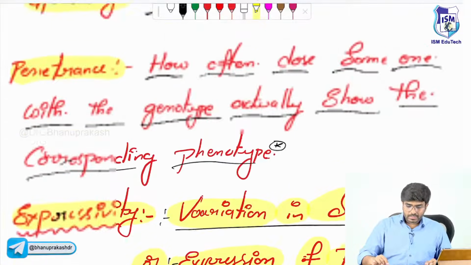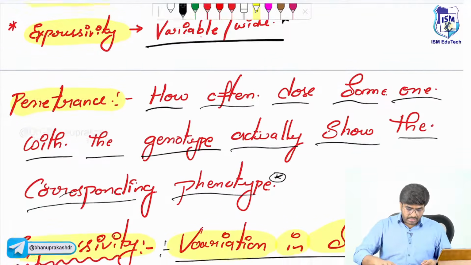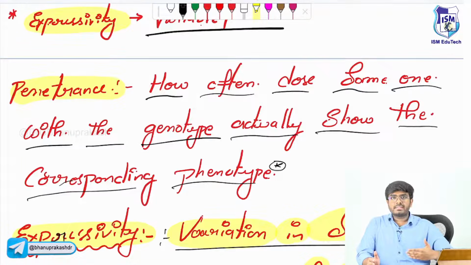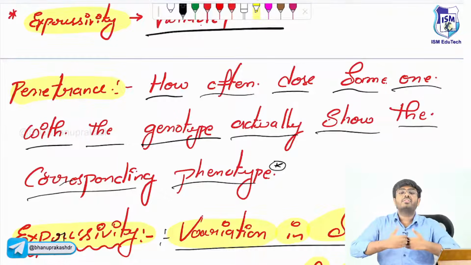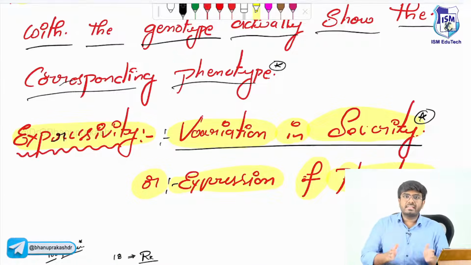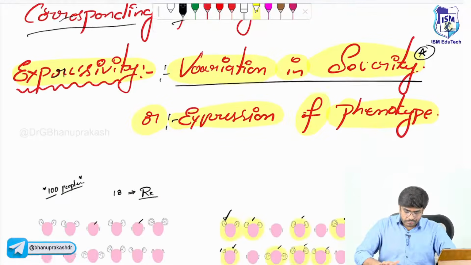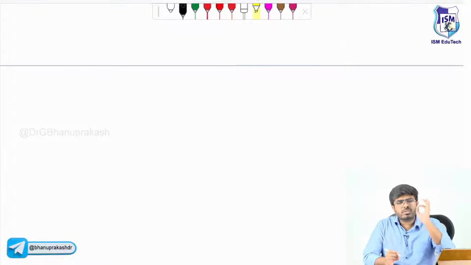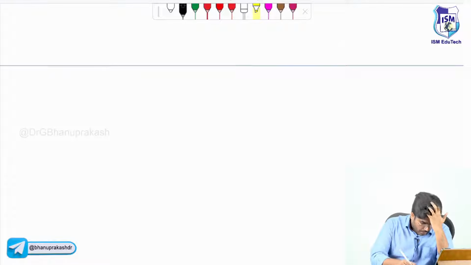So now I hope you have understood. Penetrance and expressivity are both different things. Penetrance is how often they will show the disease. Expressivity is how differently they are having the symptoms. So this is what I want you to know. Now after this, what else you need to know? The most important topic now is autosomal dominant disorder examples.